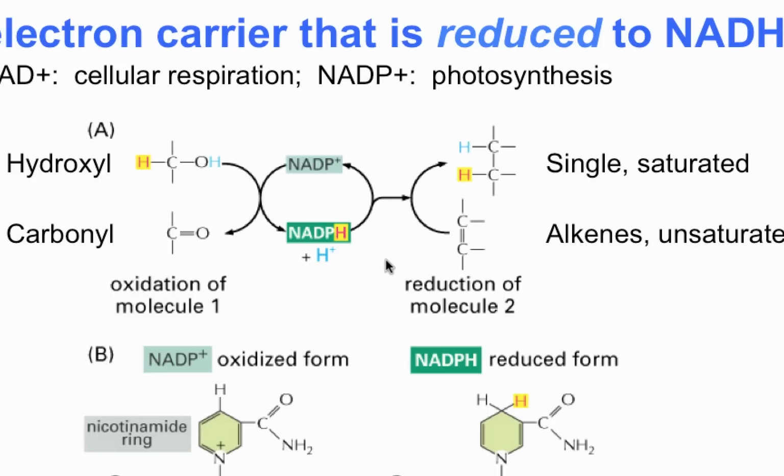So in the example here, what we have is an alkene, which is a double bond between 2 carbons, and that molecule will be able to receive the electrons and be reduced, and therefore now you have a generation of a single bond between the 2 carbons, which is a saturated molecule now. So you have each carbon bound by a hydrogen.